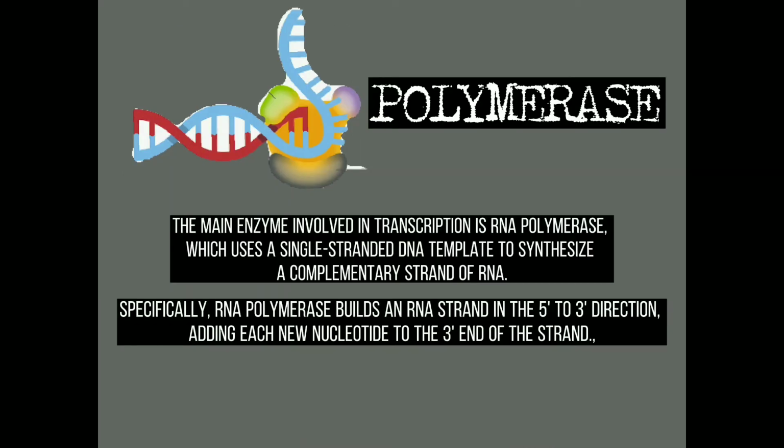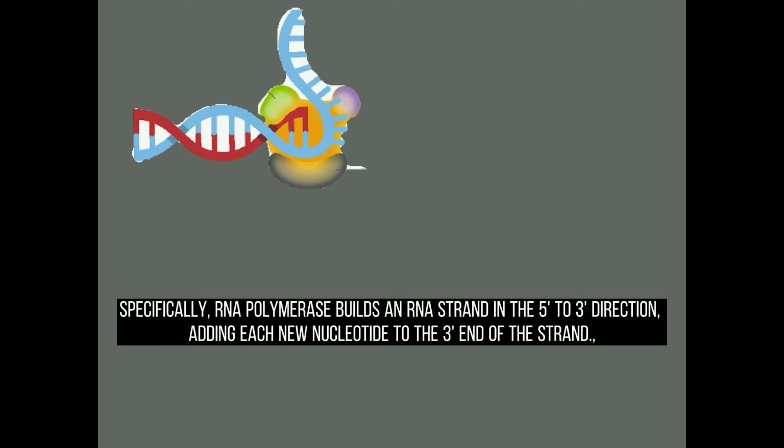The main enzyme involved in transcription is RNA polymerase, which uses a single-stranded DNA template to synthesize a complementary strand for RNA. Specifically, RNA polymerase builds an RNA strand in the 5' to 3' direction, adding each new nucleotide to the 3' end of the strand.